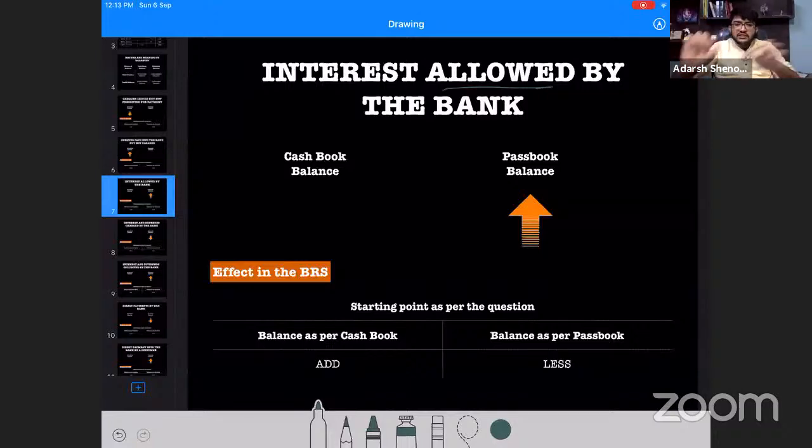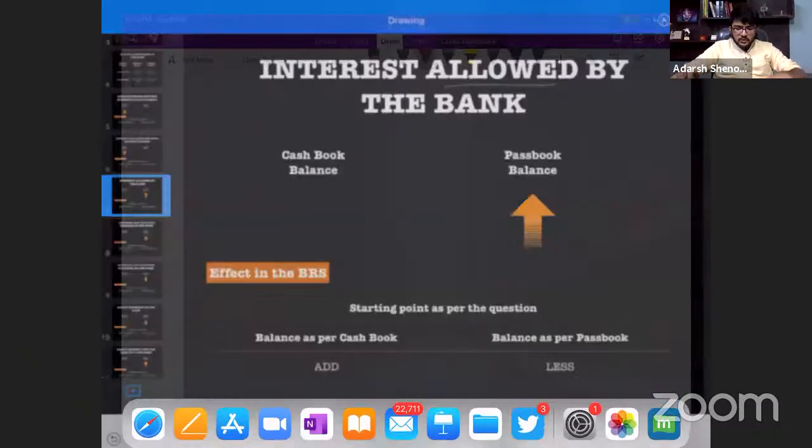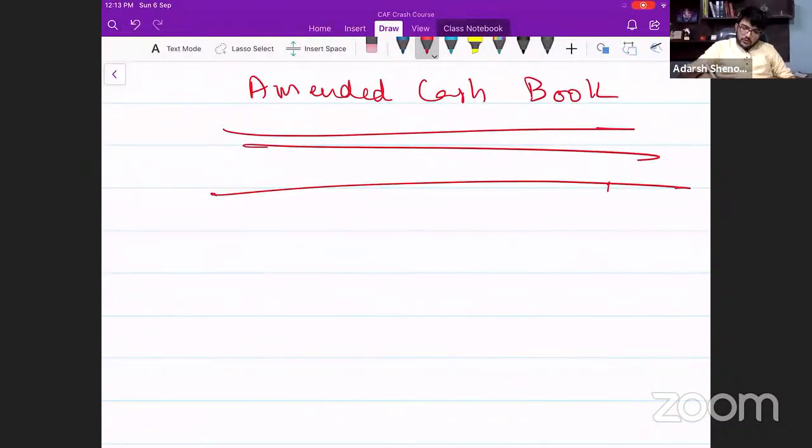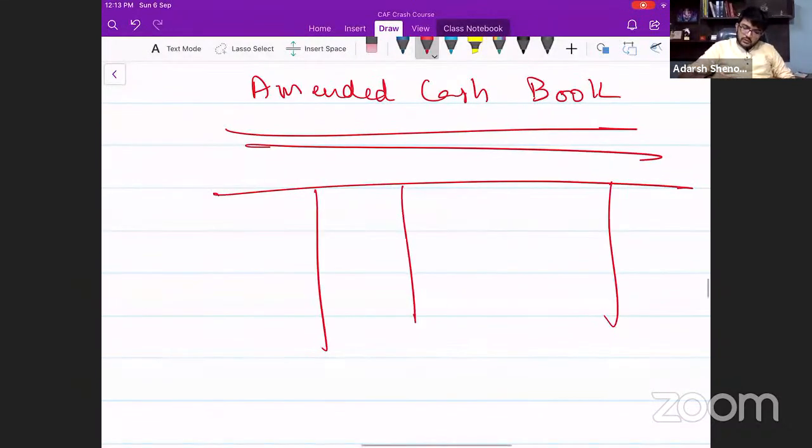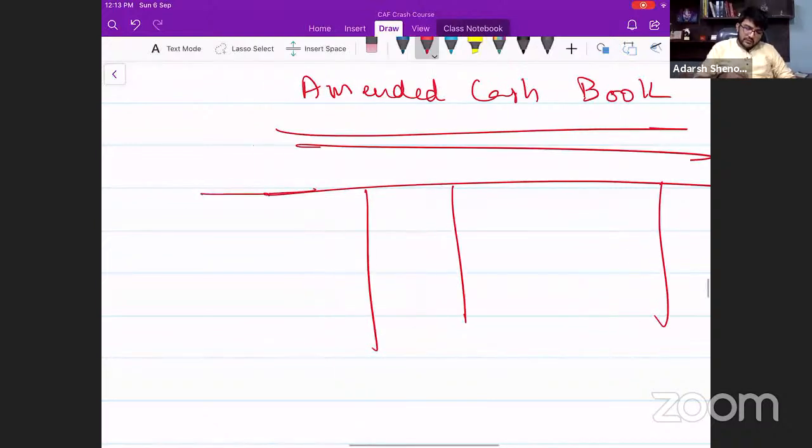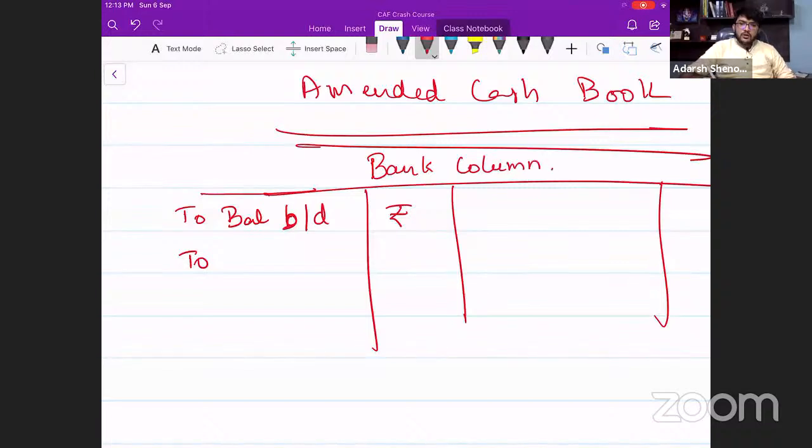So in the adjusted cash book, first we're going to write down the balance. Let's say it is a favorable balance. It depends on what balance is given. The balance given in the question, I will write over here. Then I will make amendments, make those adjustments, rectify those errors. When I say adjusted cash book, what column am I talking about? I am talking about the bank column.